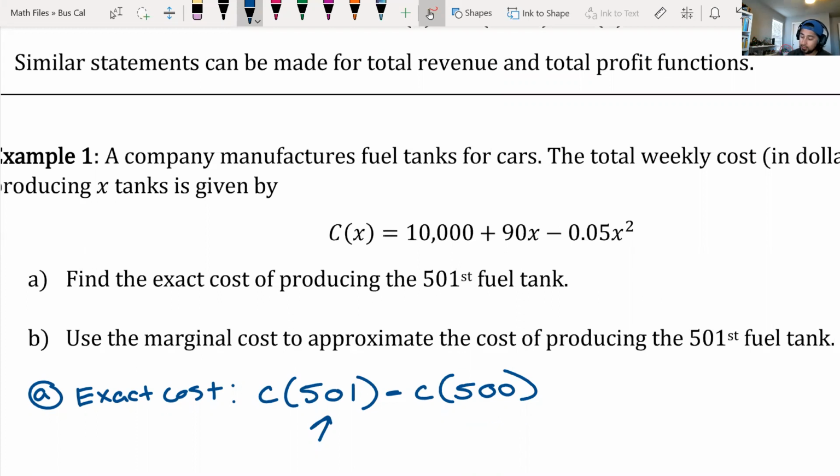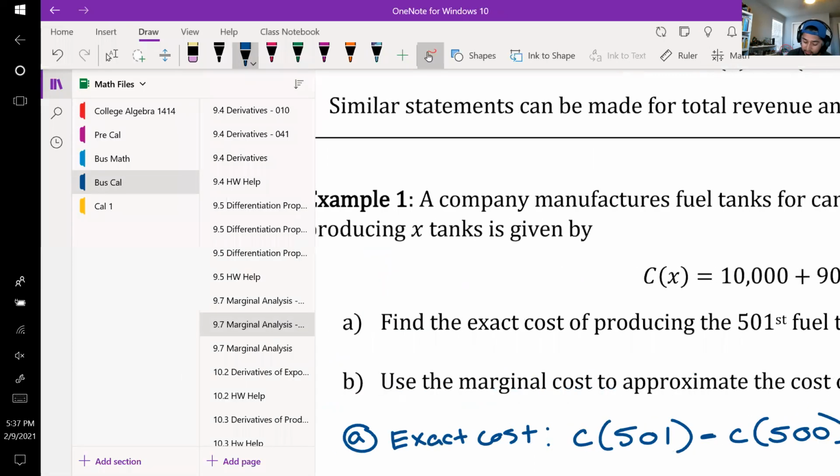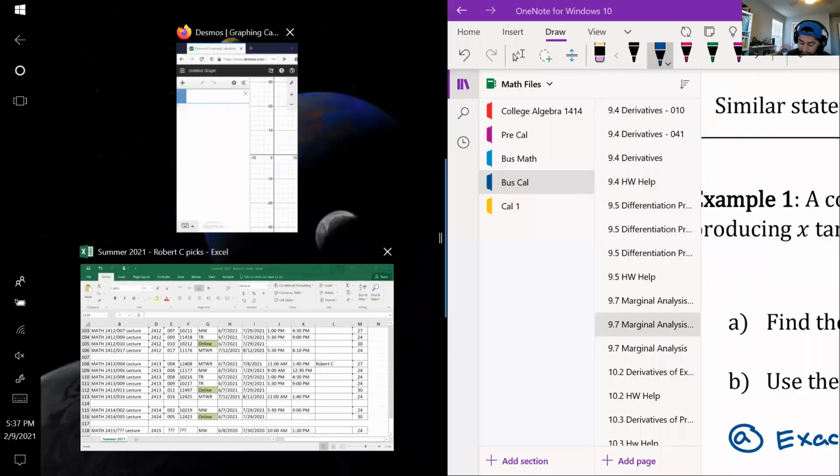Okay, so now we have to take 501 and plug it in for x into the original cost function, and then take 500 and plug it in for x into the cost function, and then this will give us our exact cost. All right, so I have Desmos up. Let's try that out.